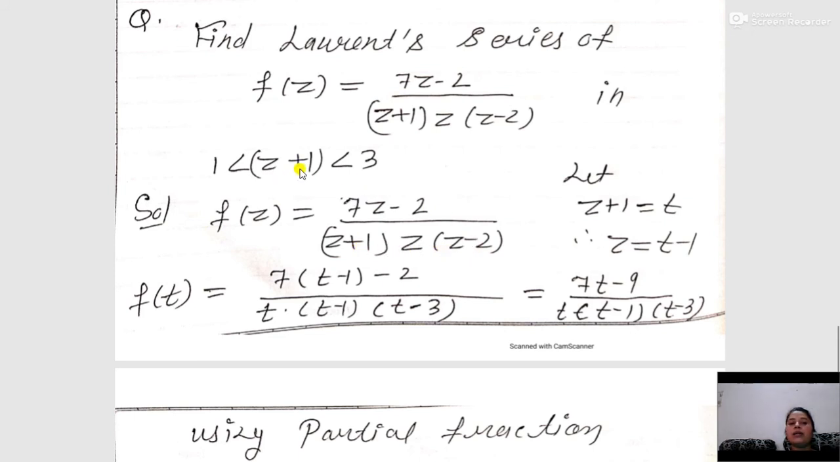By taking z plus 1 equal to t, we can put z equal to t minus 1. So f(z) can be changed into f(t) by putting z equal to t minus 1. So it will be 7(t minus 1) minus 2 upon (t minus 1 plus 1), that will be t, into (t minus 1 minus 2), that is t minus 3. So f(t) will be now (7t minus 9) upon t into (t minus 1) into (t minus 3).